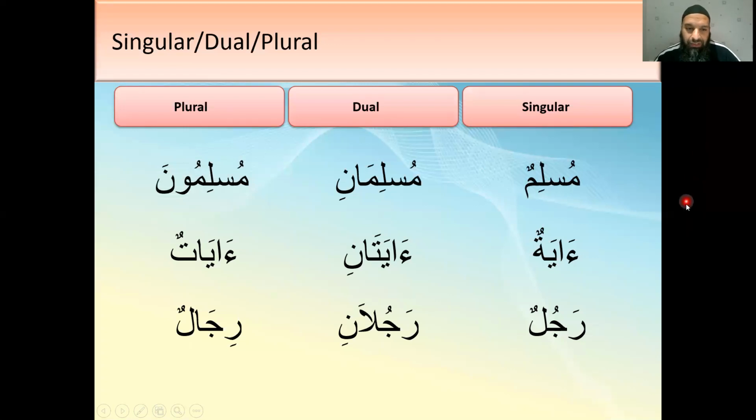Excuse me. Yes? What does Muslimin mean? Good. We'll come to that, inshallah. That was a very good question, and we will come to that, inshallah.